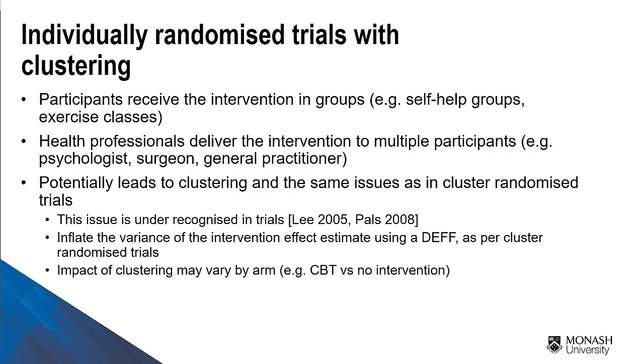And the impact of clustering, importantly, may vary by arm. So it could be that we have CBT versus no intervention. We have some type of clustering occurring in the CBT arm because we've got psychologists treating multiple participants in that arm. But for the participants who receive no intervention, there is going to be no clustering in that arm.